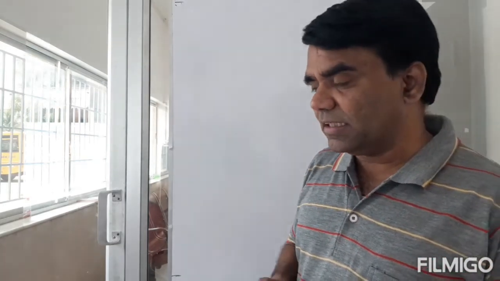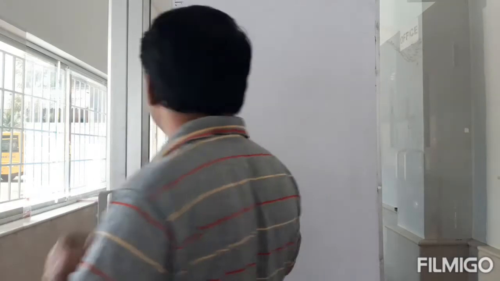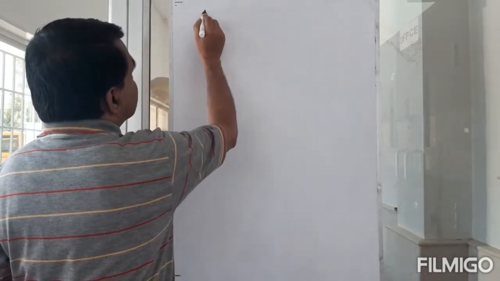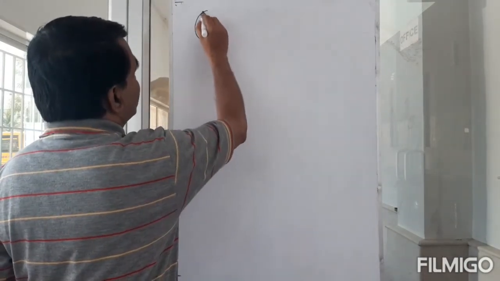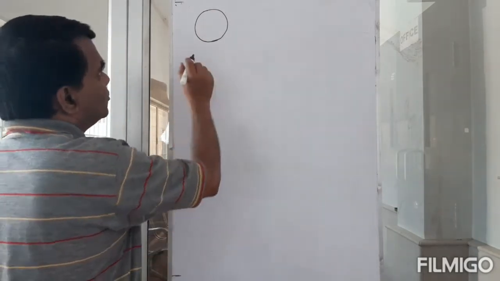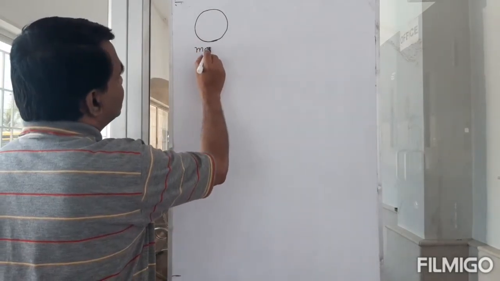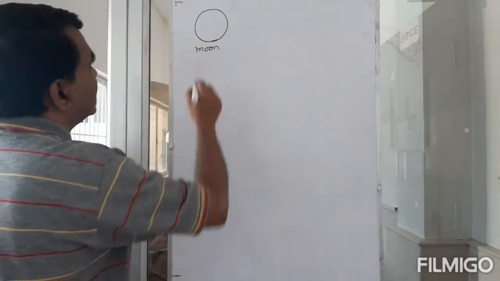So in this case, how do I make it appear bigger than it is? How can I see more details of an object which is far away? Well, let me draw this picture. Let's say this is the moon. So this is the moon. Let me take a point here.